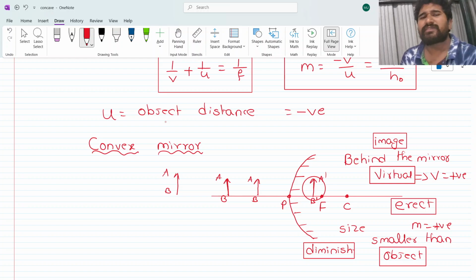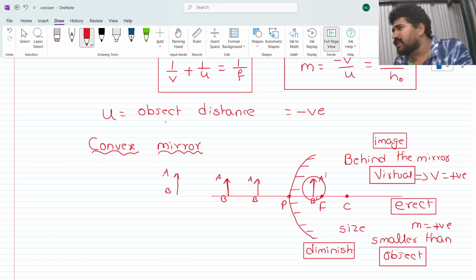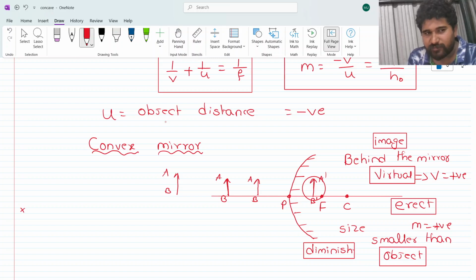And remember, why are we reading all this stuff? Sometimes the question will give a condition and you should recognize which mirror it is. If they give U and F, you find V, and you find M also. Everything is normal, and for that you do not need to stress yourself. But there are some questions which will make you think.